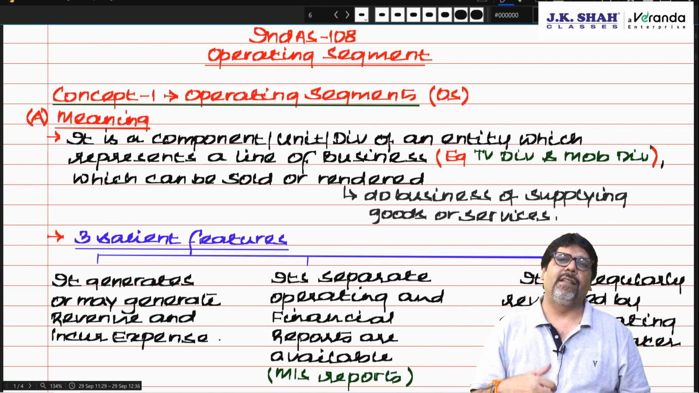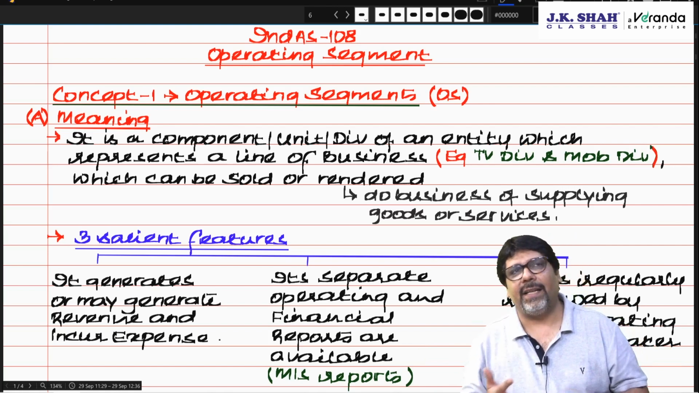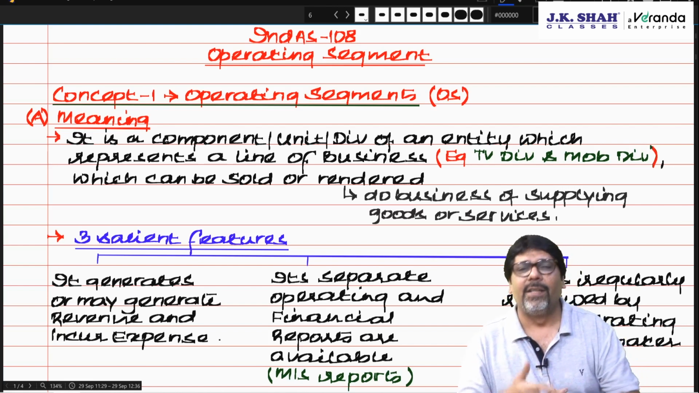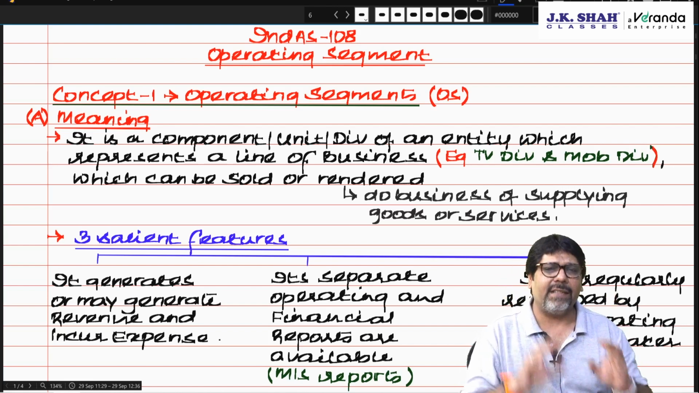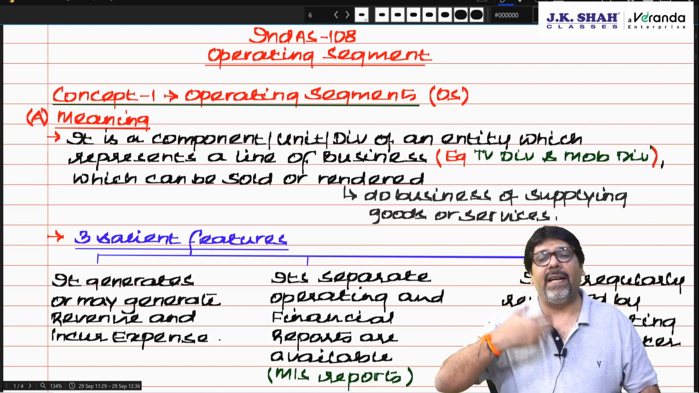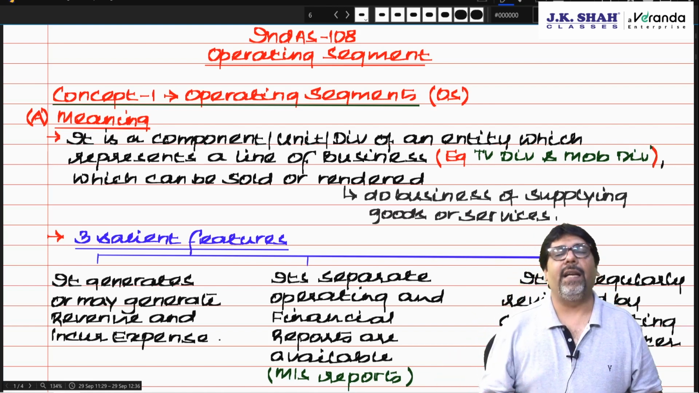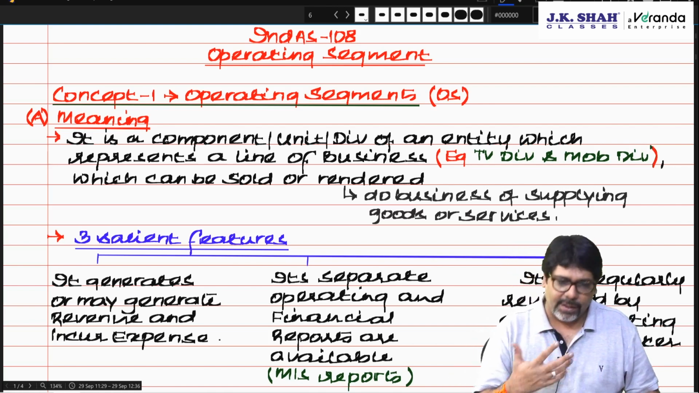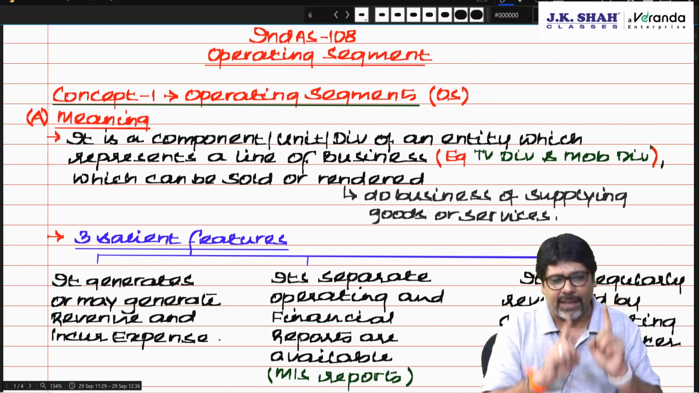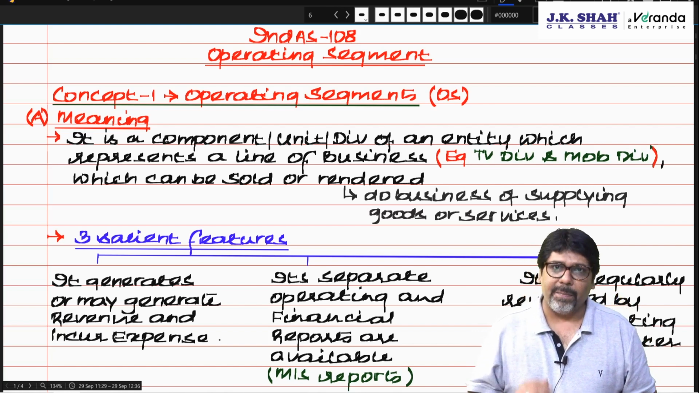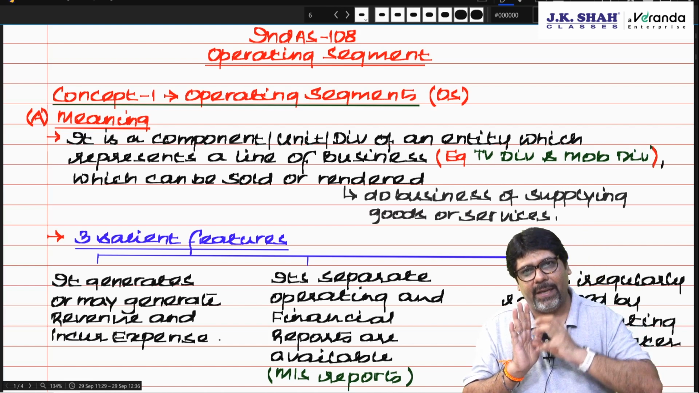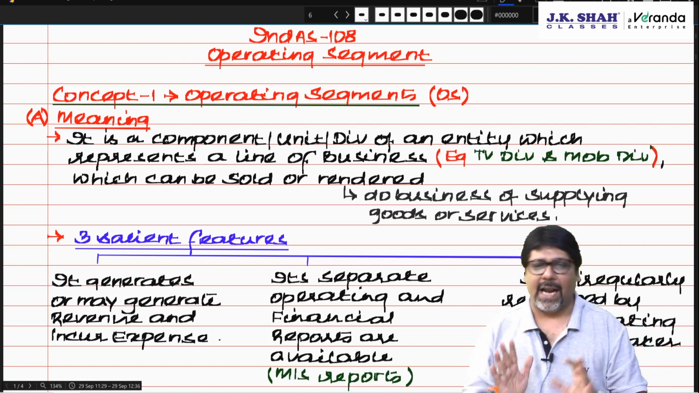You must have seen Reliance. Reliance has segments like Reliance Finance, Jio Finance, then Reliance Retail, Reliance Petroleum. So these are separate segments, each catering to a different kind of business, and each unit can be independently run, and each unit can be independently sold. There are three salient features through which we can recognize that it is a segment. First, it generates or may generate revenue and incurs expenses. It generates revenue independently and its expenses can be tracked.